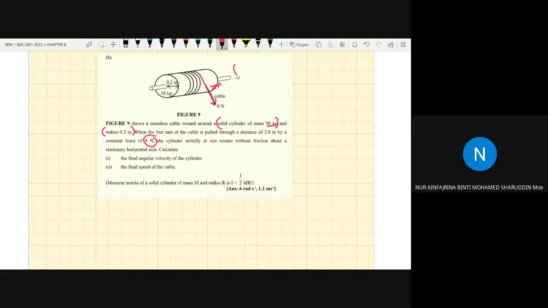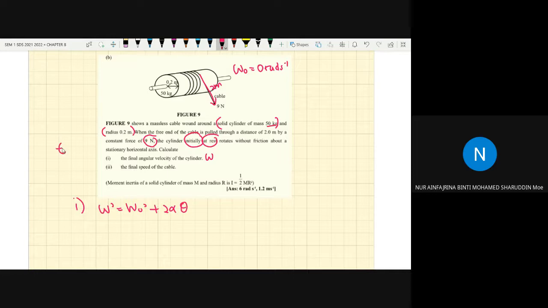Mula-mula dia at rest, so kita tahu angular velocity dia adalah 0 radian per second. Rotates without friction, okay, good, there's no friction, about a stationary horizontal axis. Calculate the final angular velocity of the cylinder. Macam mana kita nak buat? Yang ini jalan kira dia agak panjang. Bila kita nak calculate angular velocity dia, kita boleh pakai formula ni: omega squared equals to omega naught squared plus 2 alpha theta.